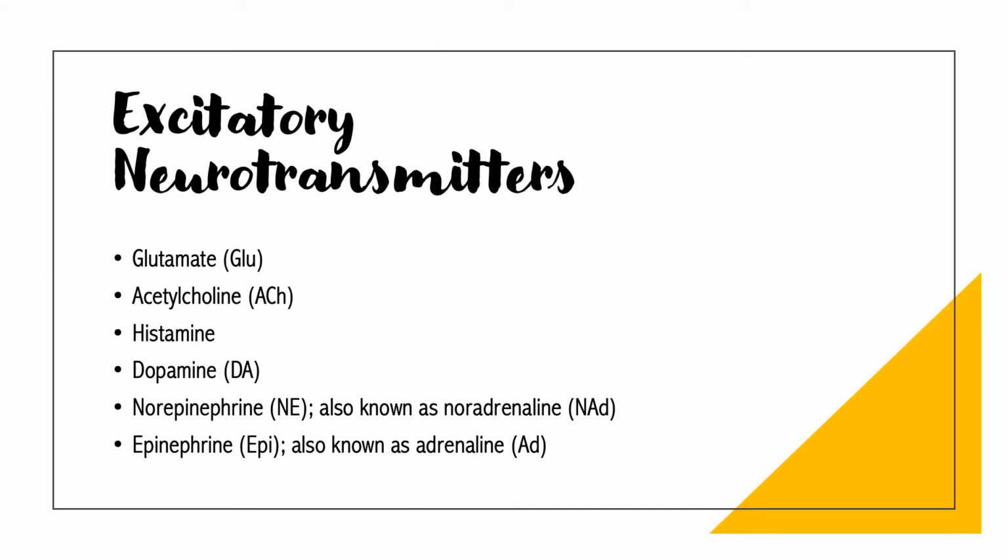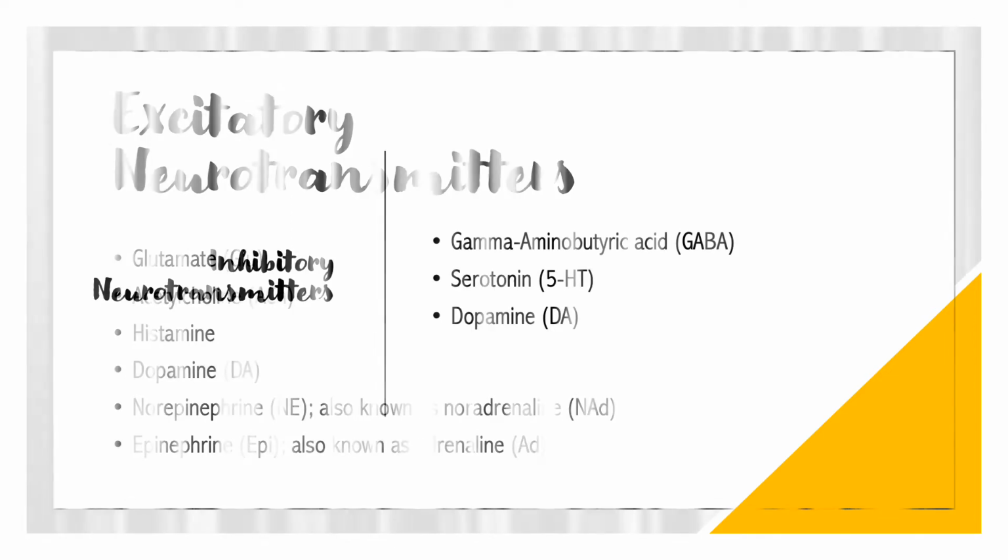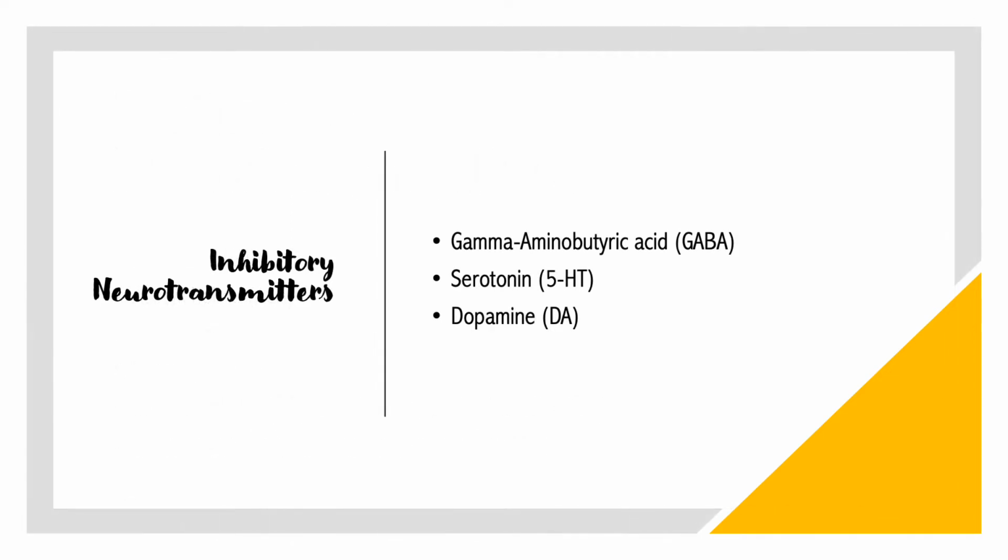These are a few examples of excitatory neurotransmitters. And these are a few inhibitory neurotransmitters.